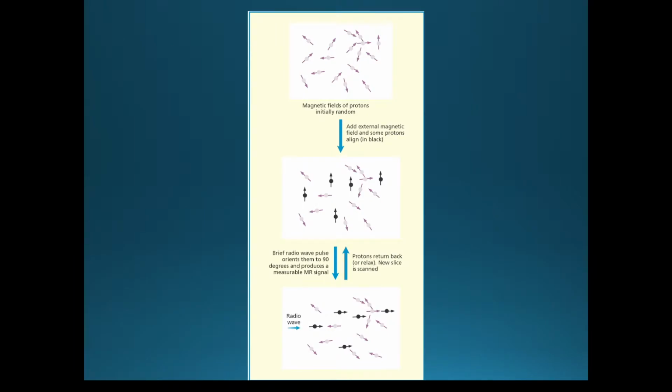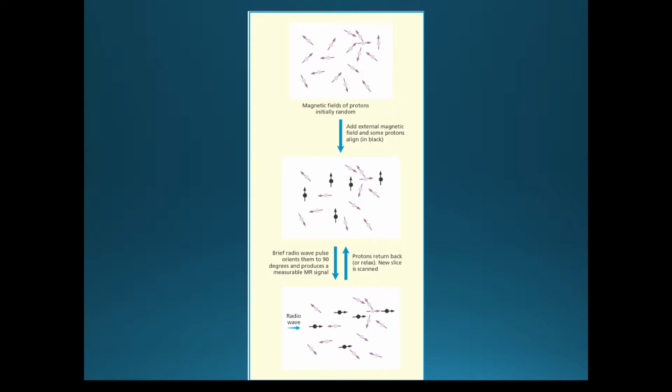So here's an example of what happens. Random orientation of protons. Someone goes into the scanner, the protons start to align, and then we use what we call a coil, a radio frequency pulse, a signal, to knock those protons out of alignment, and then we can measure how they get back into alignment. And so this is a process.